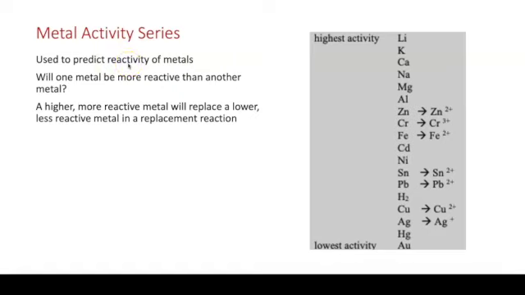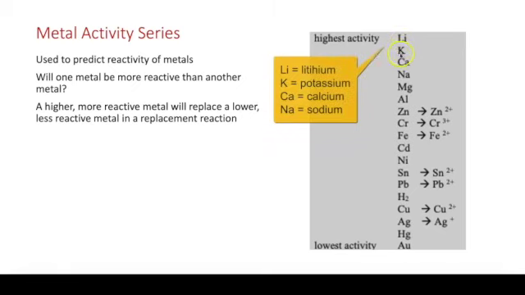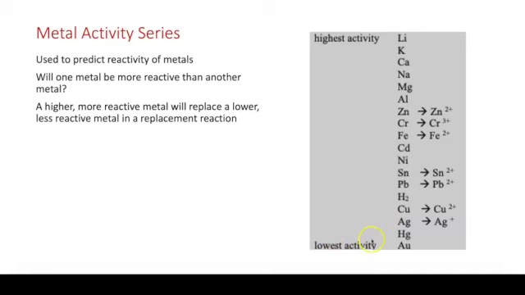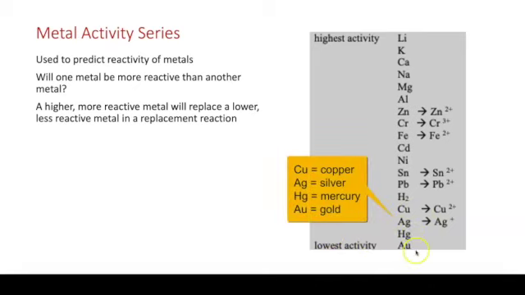other metal? Okay, so the way this is listed is top to bottom. At the top, these are the most reactive metals: lithium, potassium, calcium, sodium. These are all family 1A and 2A. So these are at the bottom the least reactive or the lowest activity. Copper, silver, mercury, and gold.